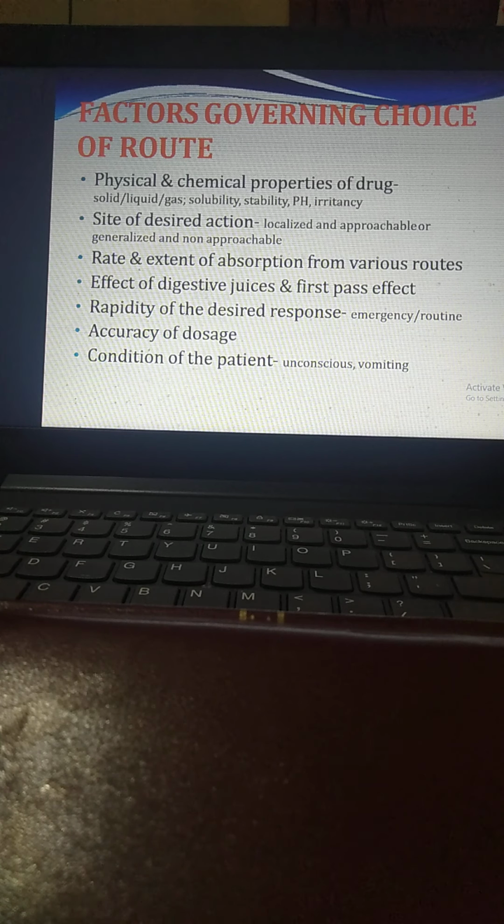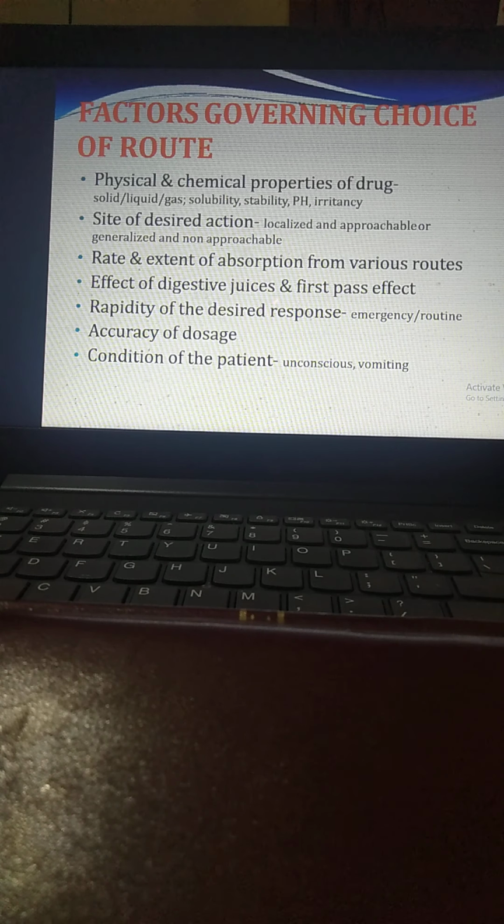It needs an expert to give injections, and some routes also need surgical intervention, like intrathecal. Suppose we consider the rate and extent of absorption from various routes. So it depends upon the bioavailability. Take the case of an antiviral: its bioavailability is less, but it reaches the target site with 24% bioavailability. But diazepam has 100% bioavailability if you take it orally.